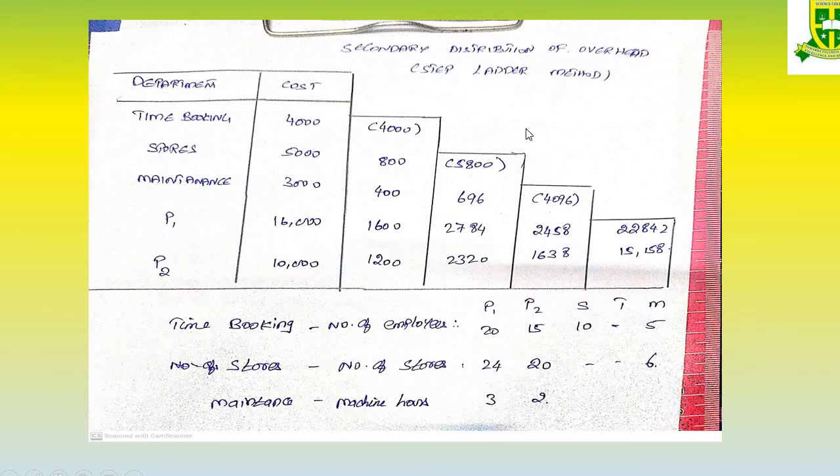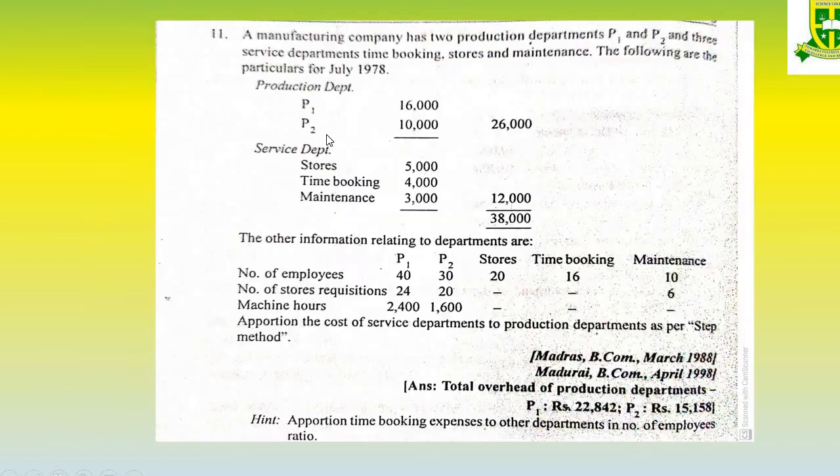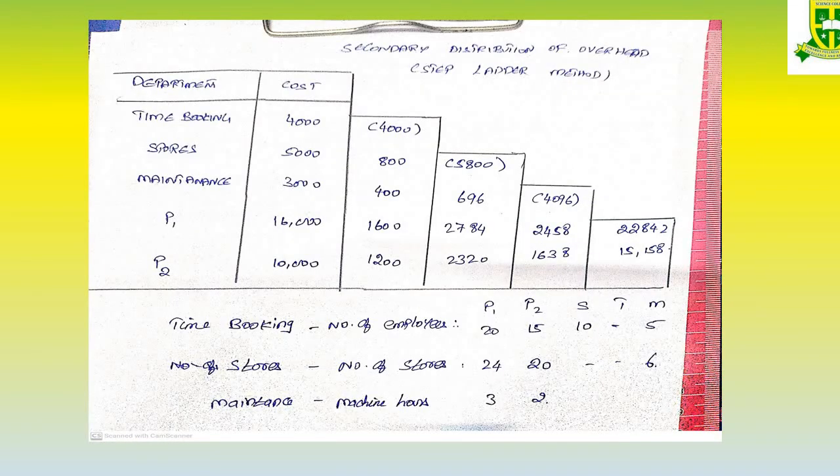So stores value 4,000. So 4,000 into 4 by 10, which is 800. Then 4,000 into 3 by 10 is 400. Then 4,000 into 2 by 10 is 1,600. 4,000 into 1 by 10 is 1,200. This is how you have to allocate it. Now the allocation of expenses has been made.